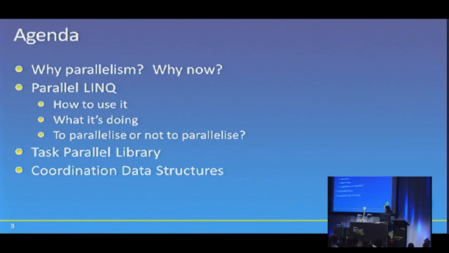So what we're going to talk about today is the parallel extensions or parallel frameworks. They originally shipped with .NET 3.5 as the parallel extensions. They're now incorporated into .NET 4 as the parallel frameworks. And it's basically a helper library that assists with parallelism. First of all, we're going to have a quick chat about why we are interested in parallelism, and in particular, why now. We're then going to look at the three components of the parallel extensions, which are Parallel LINQ, where we'll spend most of our time, the Task Parallel Library, and the underlying coordination data structures.